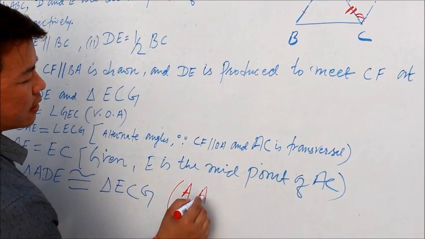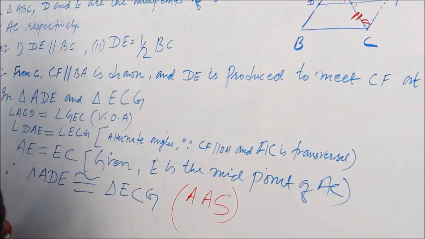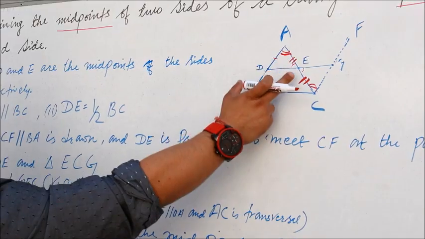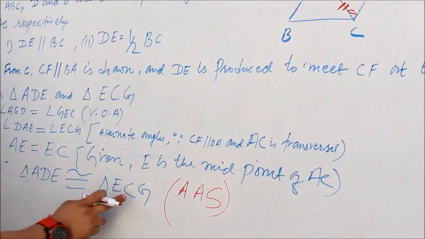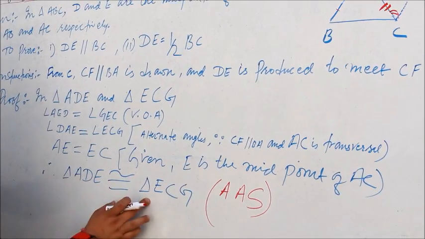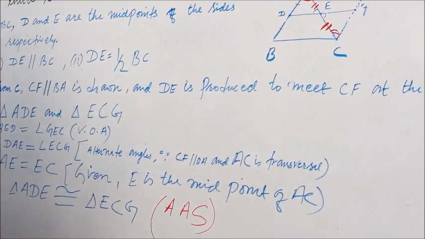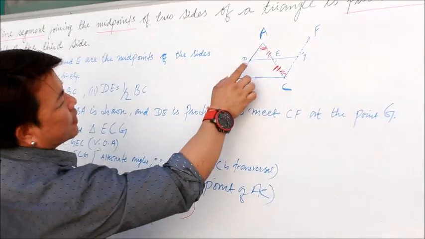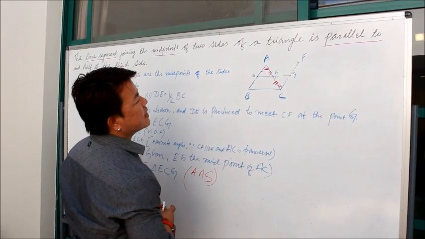Angle side. With the property angle side, we can say that these two triangles are congruent. And we know that when two triangles are congruent, their corresponding parts are also equal. So these two triangles are congruent. So what can we say now?